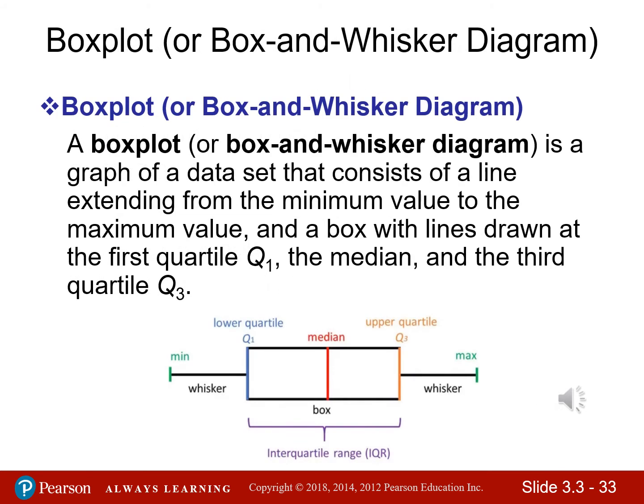We can use the 5-number summary to construct a box plot or a box and whisker diagram. A box plot is a way to show the spread and center of a data set. A box plot is a graph of a data set that consists of a line extending from the minimum value to the maximum value, and a box with lines drawn at the first quartile and the third quartile, and finally a line drawn through the box to represent our second quartile or our median.